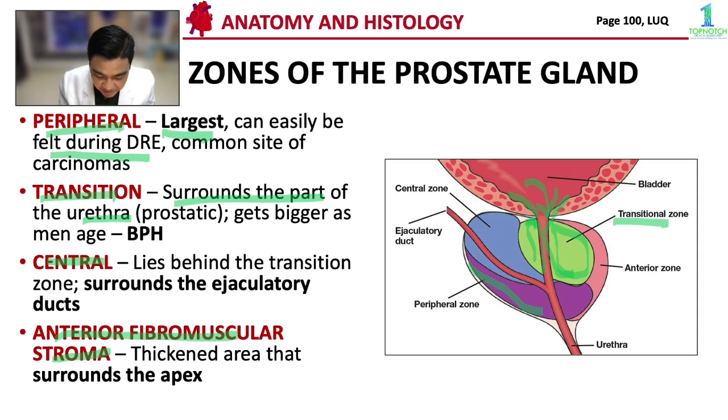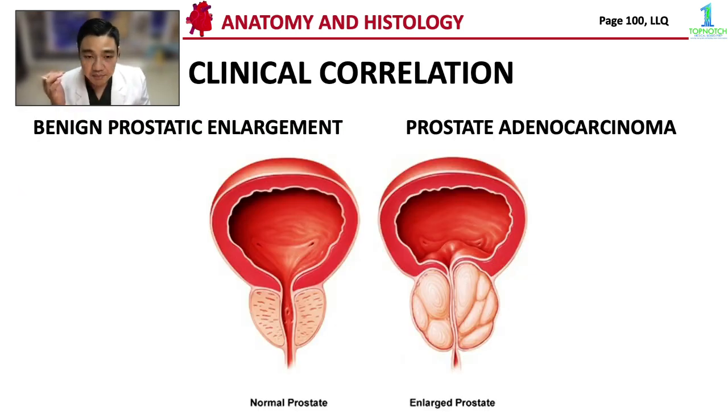Whereas the central zone naman lies behind the transition zone and it surrounds the ejaculatory duct. Ito naman si central zone. Whereas the anterior fibromuscular stroma is the thickened area that surrounds the apex. Okay? So what is the clinical implication? Why for urologists or for other doctors, the zone of the prostate makes more sense? It will be in the context of benign prostatic enlargement.